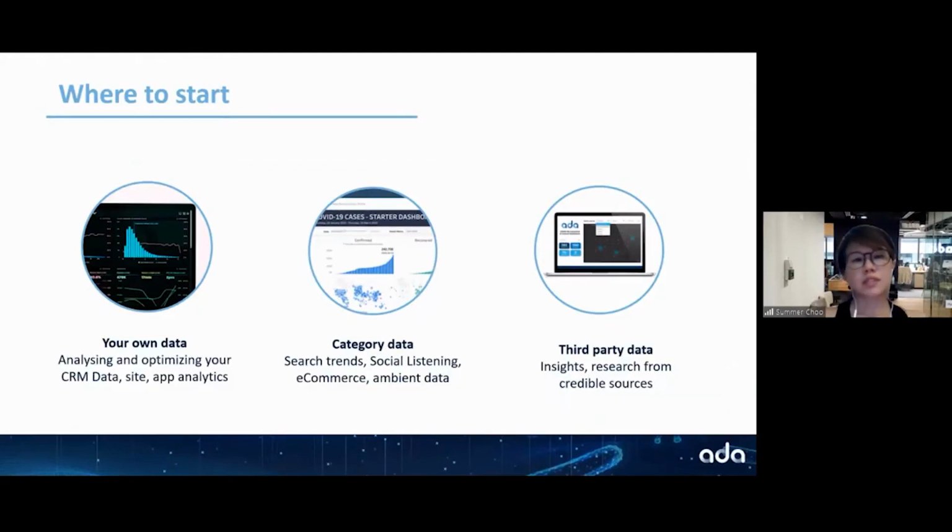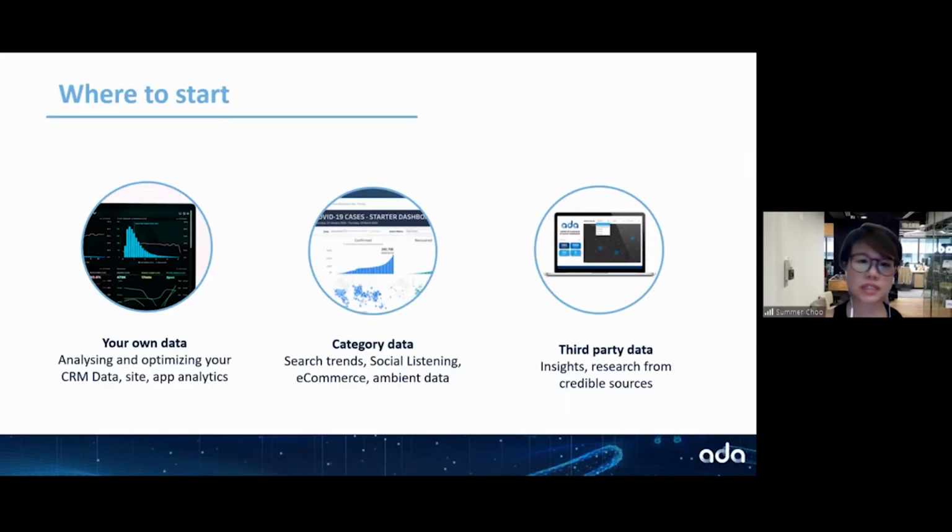Like I mentioned at the start, data comes in all forms, shapes, and sizes, and we need to look at where we want to start. Obviously, there's your own data. You can look at your own customer loyalty program data, CRM, Google Analytics of your own website, or app analytics from a mobile measurement partner like AppsFlyer or Adjust. These give you very intricate data of how a consumer is behaving on your brand.